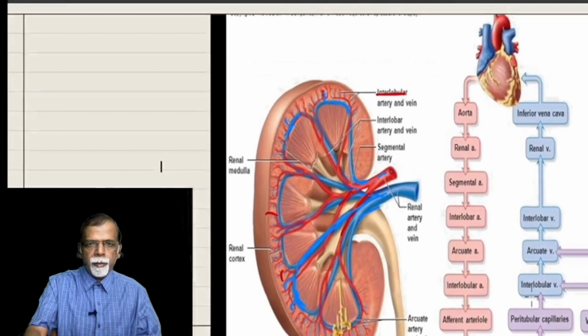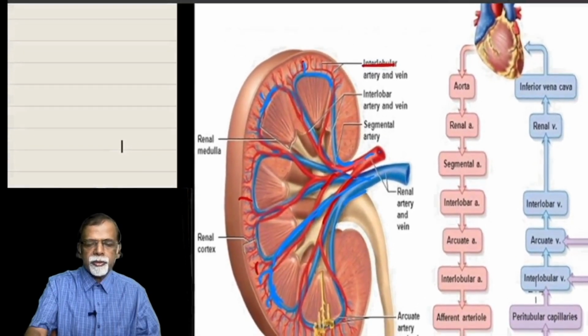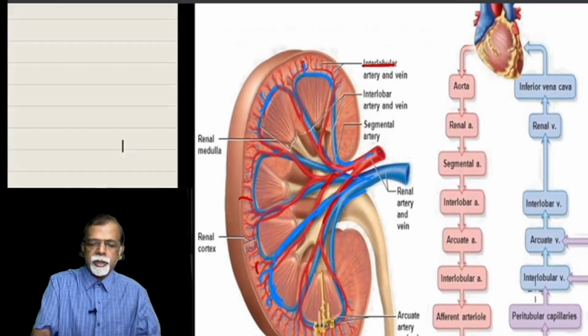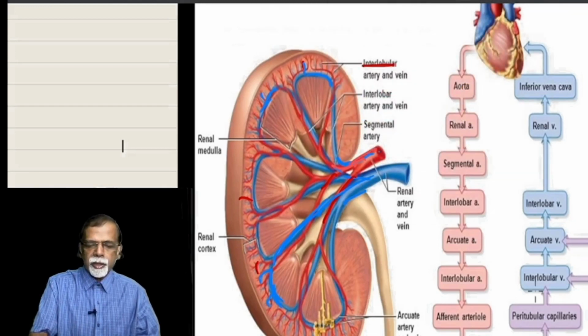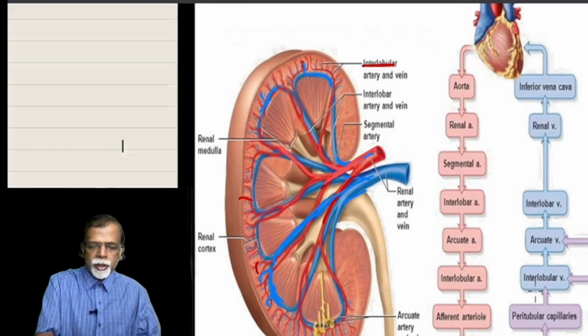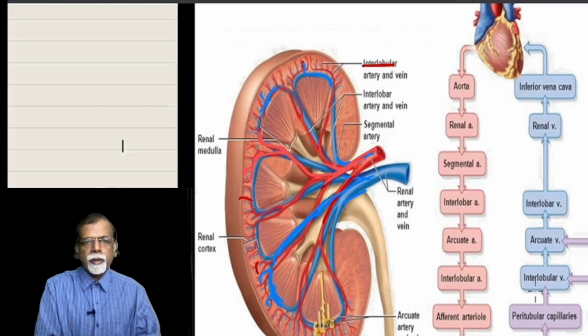So this is a modified, enlarged view. Here you can see the renal artery, which is dividing into the segmental arteries. From there the interlobar artery, from there the arcuate artery, from the arcuate artery the cortical radial branches, from the radial branches the glomerulus, and from there the efferent arteriole.